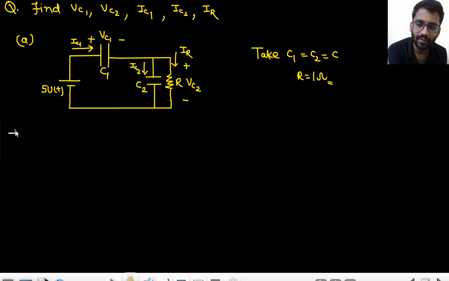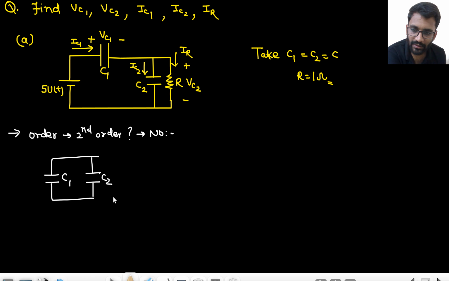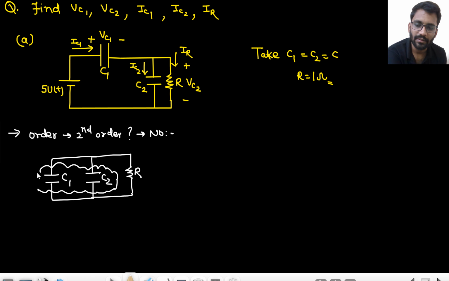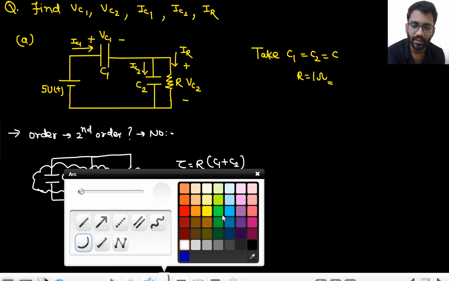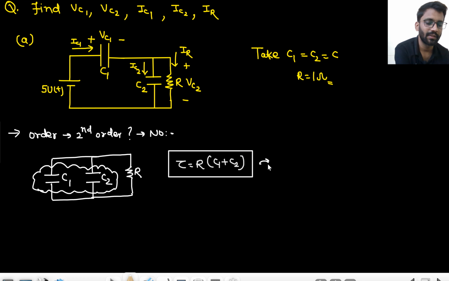First tell me what is the order of the circuit. Second order? No. Why so? Let's see the circuit. Short circuit the input. This will be C1, this will be C2, this will be resistance R. So the effective will be this, right? So what will be your time constant? Again the time constant is going to be R into C1 plus C2. So it is first order, right?